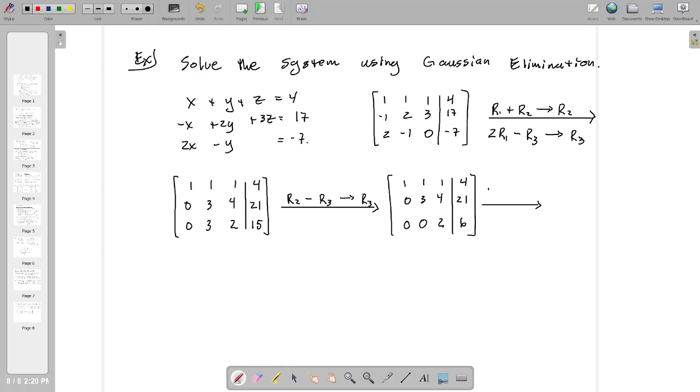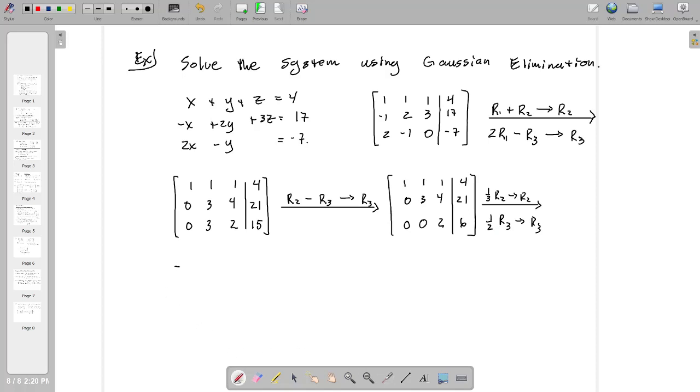So we do 1/3 row 2 replace row 2. I do this to get a 1 here so that it's in row echelon form. Similarly, row 3 divided by 2. So 1/2 times row 3, and we replace row 3. Remembering multiplying by 1/2 is the same thing as dividing by 2.